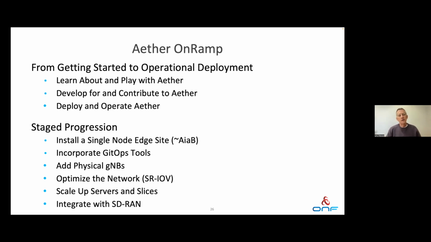And then Aether on-ramp starts with a single physical server. Could run it in a VM. It starts with a single physical server, but you can then add servers. And then once you have it ramped up, you would also want to scale other virtual resources like slices that Scott talked about. Finally, integrating SD-RAN into Aether is sort of the final objective. And then we will have the end-to-end Aether solution for you.